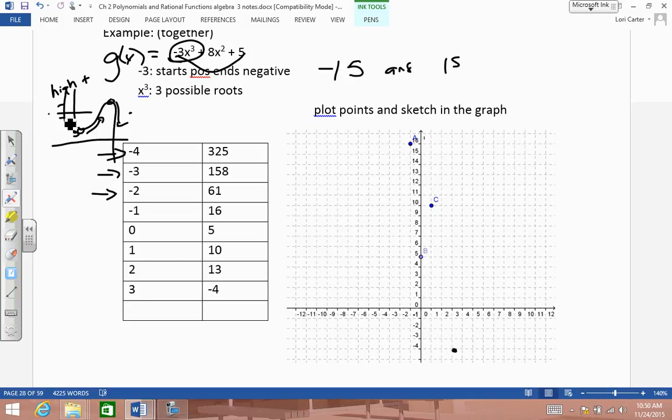So you're looking for a direction change for max and min. You're looking for a sign change for your zeros. Good so far? Okay.